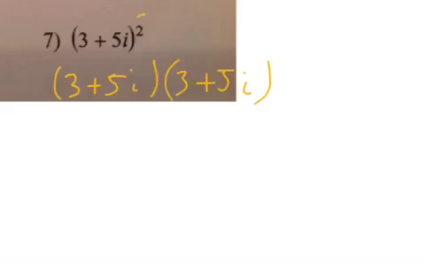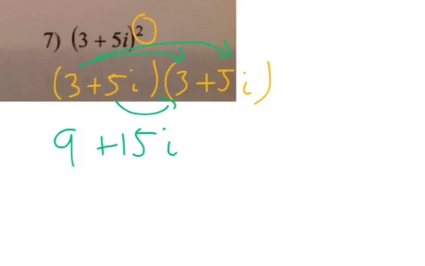So notice that 2 power there means I have 2 of them, right? And notice I do have 3 plus 5i once, 3 plus 5i twice, and of course I'm going to multiply them together. Okay, so let's see what happens here. Well, 3 times 3 is 9. 3 times 5i, 15i. 5i times 3, 15i.